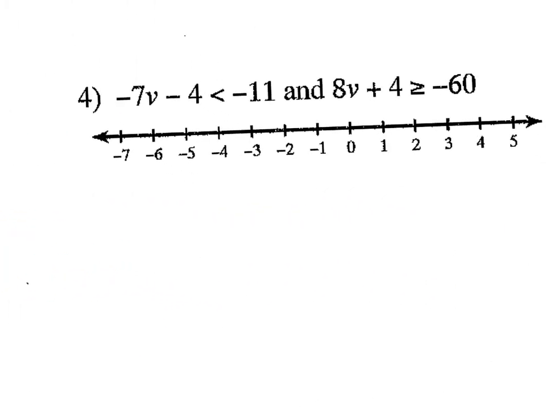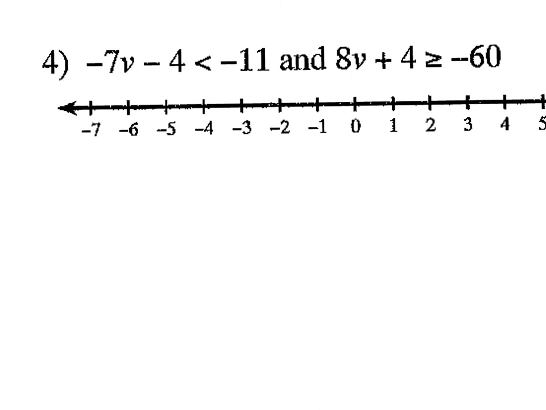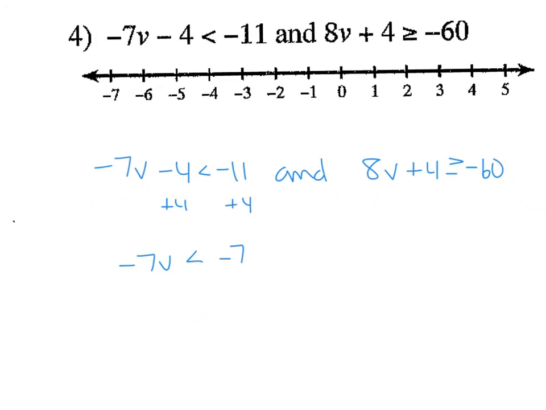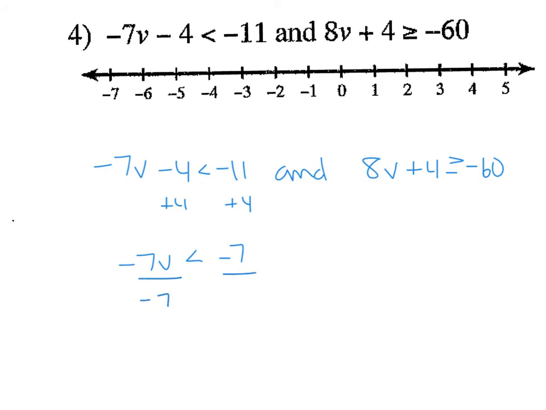All right, number 4. Okay, so I'm going to go ahead and rewrite these down, and let's go ahead and solve. So I've got negative 7v minus 4 less than negative 11, and, so it's telling you it's an and statement, 8v plus 4 greater than or equal to negative 60. All right, so I'm going to start by adding 4 to both sides here. So I get negative 7v is less than negative 7. Now I'm dividing by negative 7 on both sides, so the sign flips because I just divided by a negative.